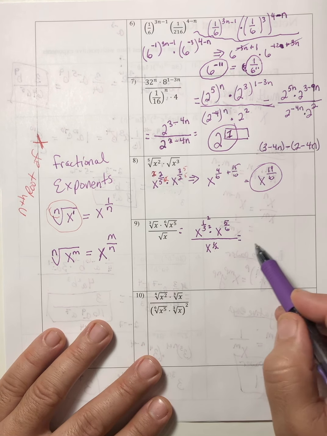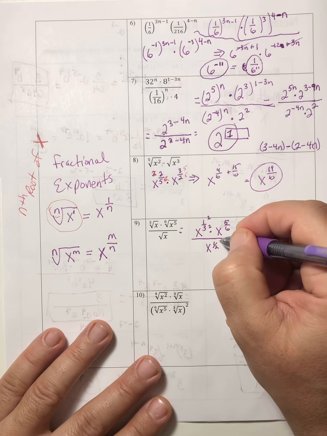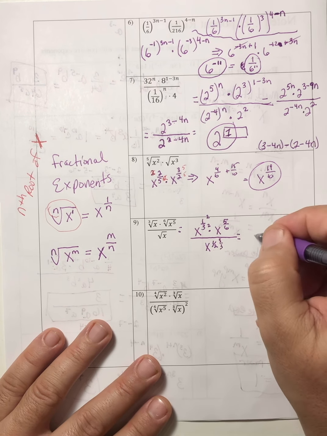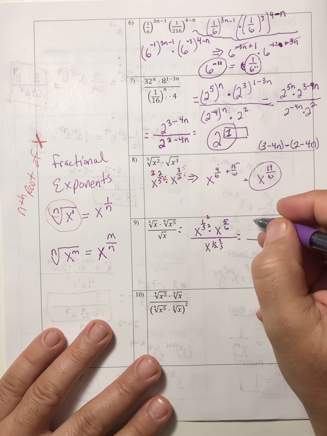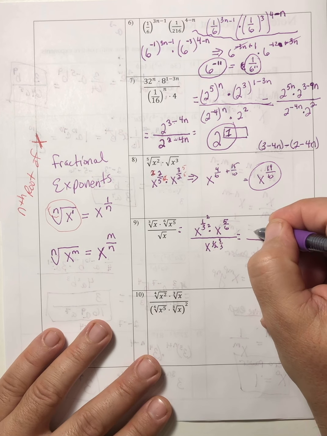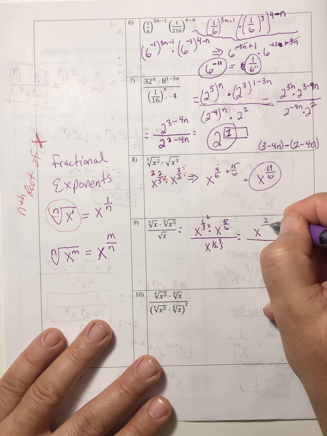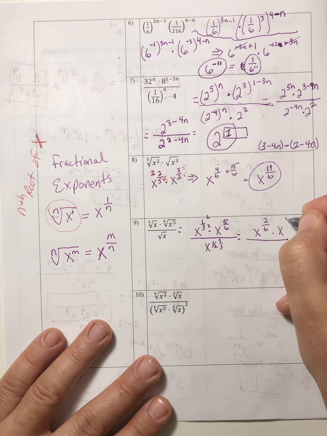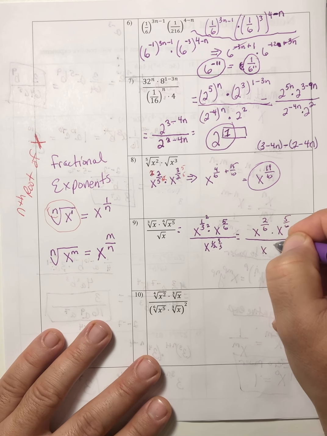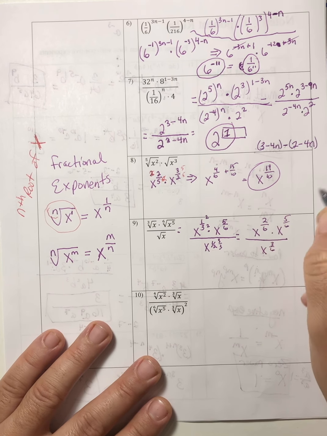Okay, so I'm going to get all these denominators the same. Look at that, there's a 6 here, that's 2. I'm going to multiply this by a 3, so then I can do all the work and I don't have to worry about it afterwards. So I have x to the 2 over 6 times x to the 5 over 6 times x to the 3 over 6.